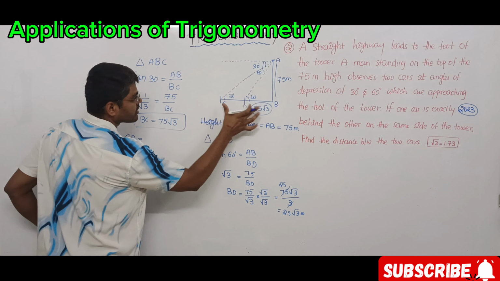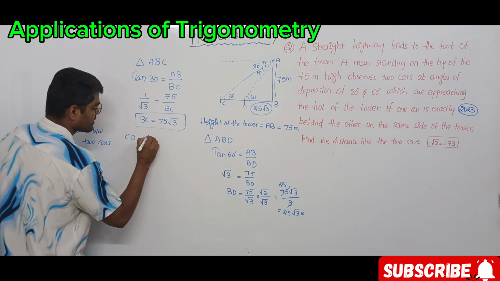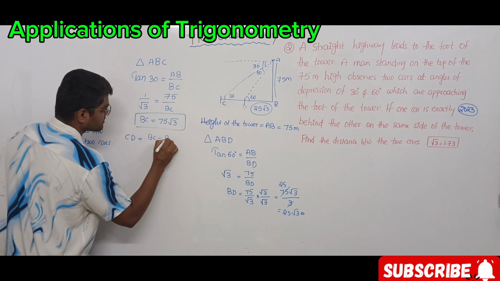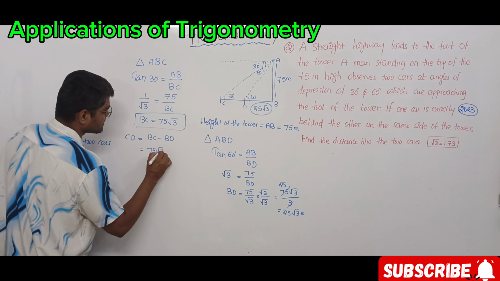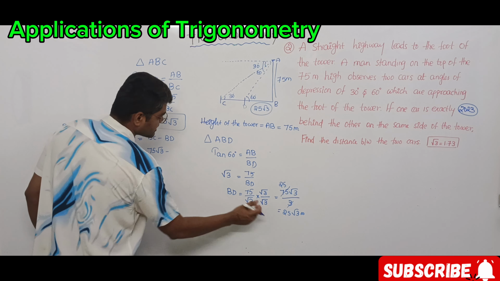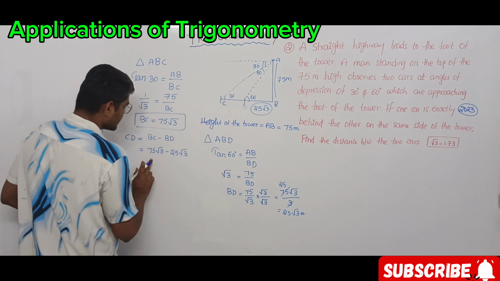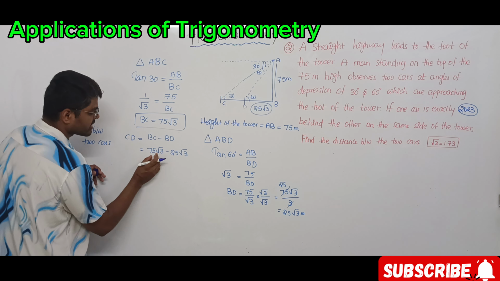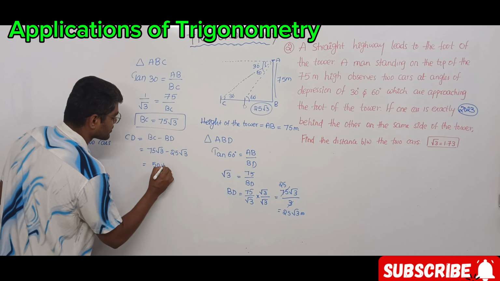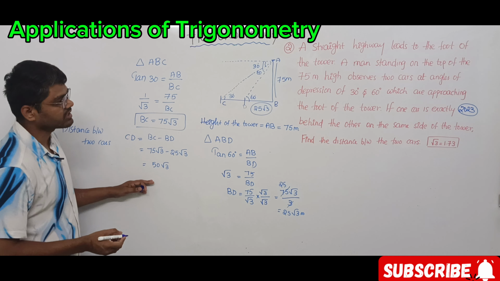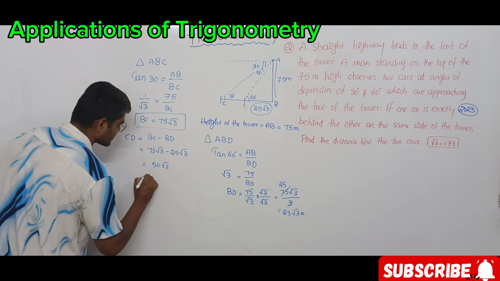CD equals total BC minus this part BD. BC minus BD. What is BC here? 75 root 3 minus BD is 25 root 3. Both are like terms, so 75 minus 25, that is 50 root 3. Here the value of root 3 is given as 1.73. So we have to substitute.